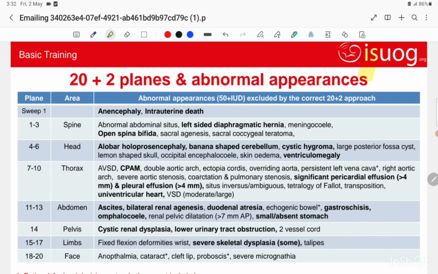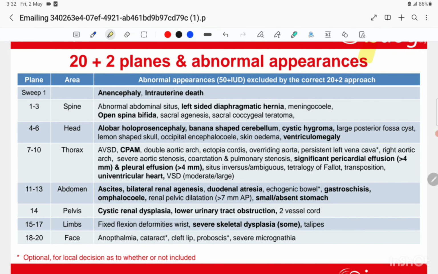So what are the abnormalities you can exclude in the 20 plus 2 approach plus IUD? First is sweep 1. You can see anencephaly, and intrauterine death can be excluded in the first sweep, that is fetal anencephaly, fetal skull. In the spine, the second, planes 1 to 3: abnormal abdominal situs, left sided diaphragmatic hernia, meningocele, open spina bifida, sacral agenesis, sacrococcygeal teratoma, because these are the things in the spinal plane.